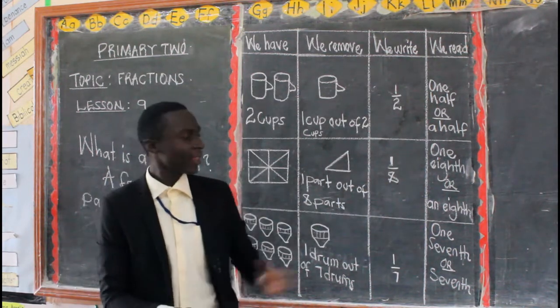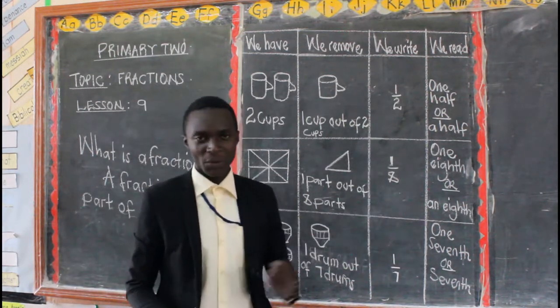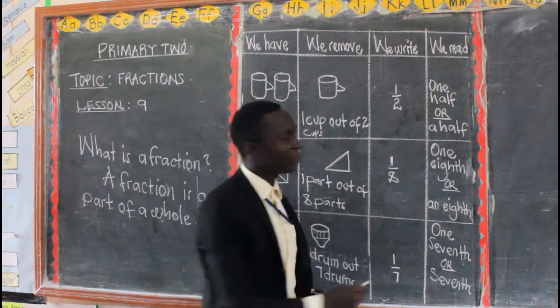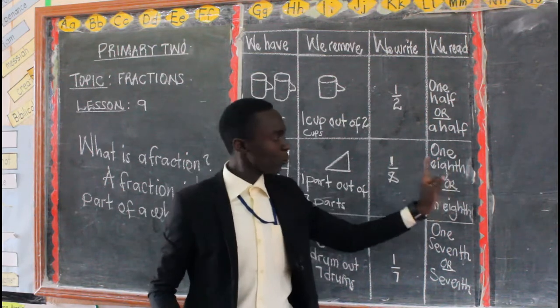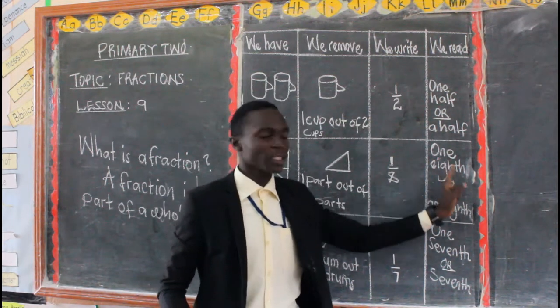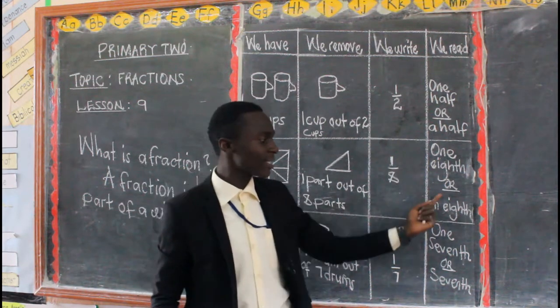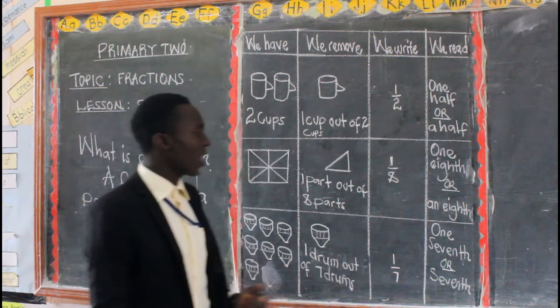How do we read this one? We read it as 1/8. Don't add s here. It remains th. You write the number 8 and you put th. That is 1/8. Or you can say an eighth. That's how we read it.